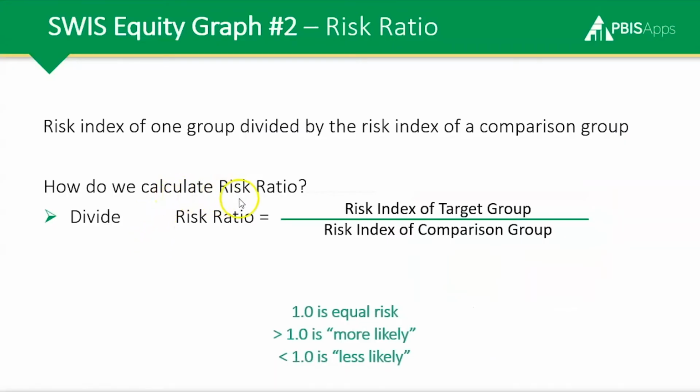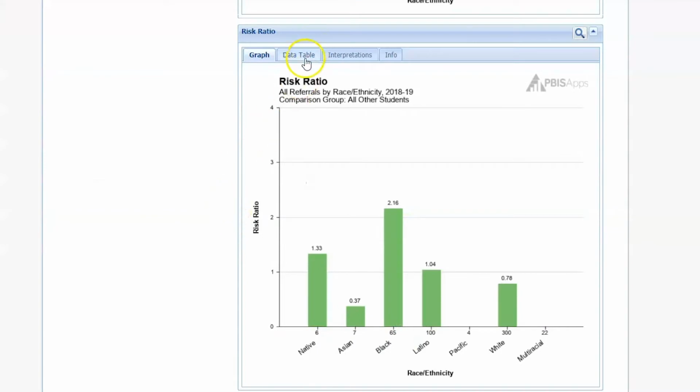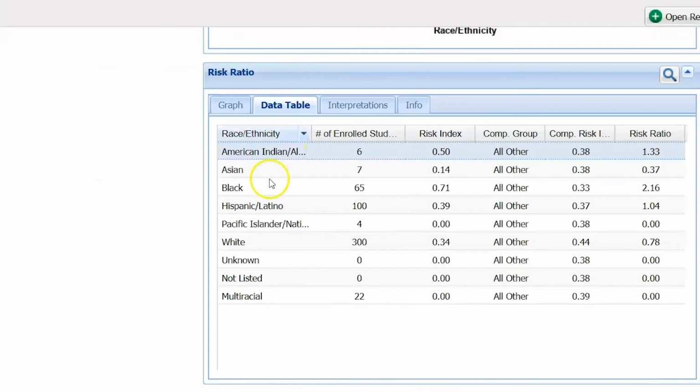To calculate the risk ratio, we divide the risk index of the identified subgroup by the risk index of a comparison group. If the value equals 1, the groups are equally likely to have that outcome. If the value is greater than 1, we would say it is more likely that the identified subgroup would have that outcome when compared to the comparison group. And if the value is less than 1, we would say it is less likely that this identified subgroup would have that outcome.